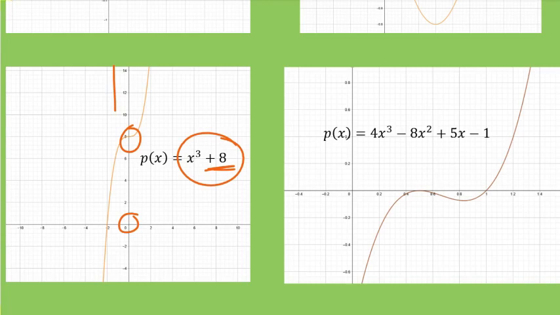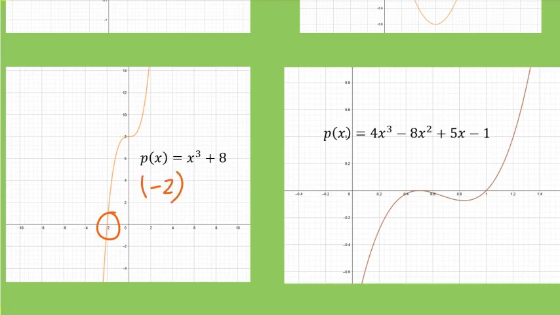Anyway, in how many points do you see the intersection of the graph with the x-axis? What is important for us? With the x-axis, only 1 point, that is -2. Now check what happens if we put -2 in place of x. (-2) whole cube plus 8. What is (-2) whole cube?